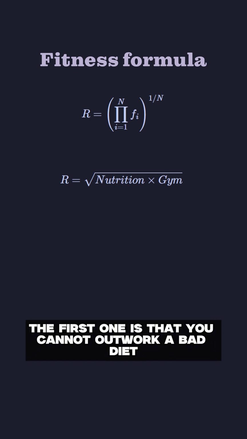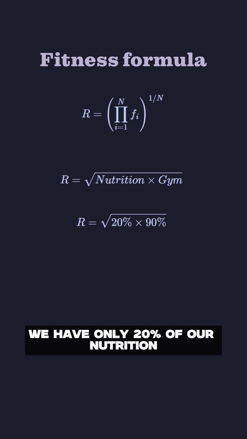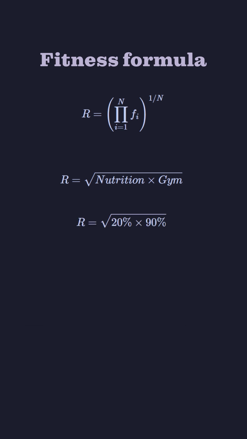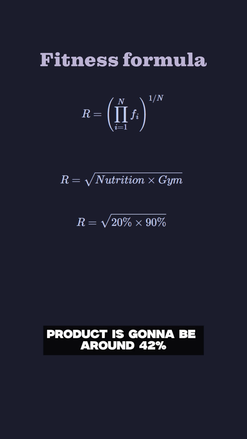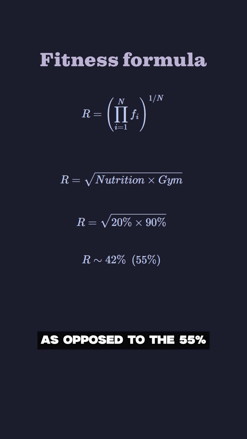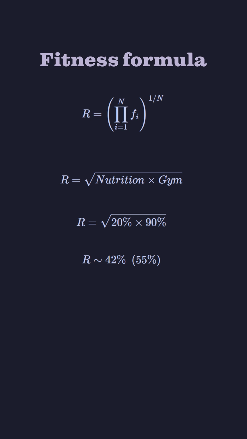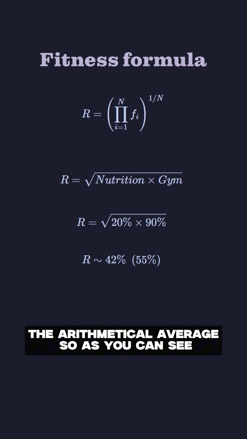The first one is that you cannot outwork a bad diet. So if we say, for example, we have only 20% of our nutrition locked in and our performance in the gym is 90% of our maximum, then the square root of that product is going to be around 42%. So your results are going to be 42% out of the full 100% that you could get, as opposed to the 55% results that you would get with the normal average, the arithmetic average.